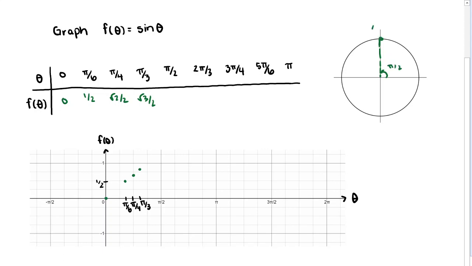The point on the unit circle is the point (0, 1). And so the y coordinate is 1, and so we get a sine value, an output value of 1 here at an angle of pi over 2. So here we've got the point (pi over 2, 1).